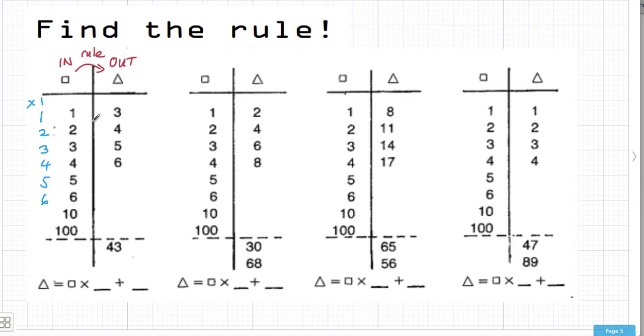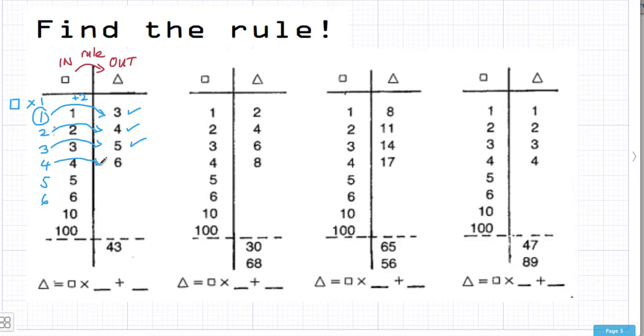Now the idea is to look at these numbers on this side after we've multiplied them, and remember this is the square numbers that we're multiplying, and then ask, is there a way to get from here to here by doing some kind of adding? So if we did plus 2, 1 plus 2 is 3. What about here? Does plus 2 work? 2 plus 2 is 4. That would work. What about here? 3 plus 2 is 5.